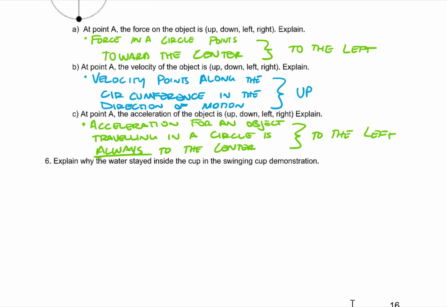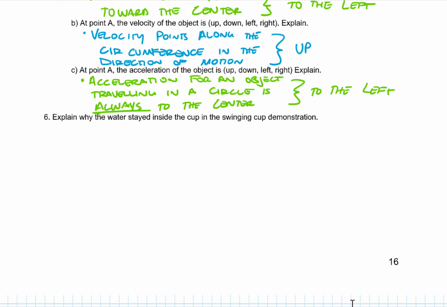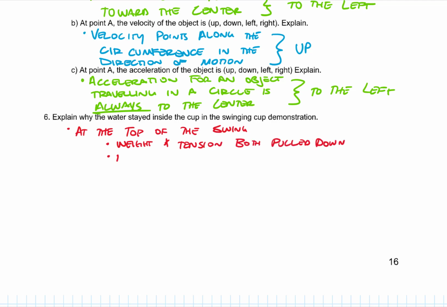All right, we did the water cup demonstration. You want to know why the water remained inside the cup? The water at the very top had a high sideways velocity. So at the top of the swing, the weight on the water was down and the tension from the bucket was also pulling down on the water.